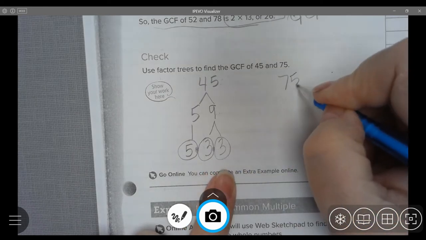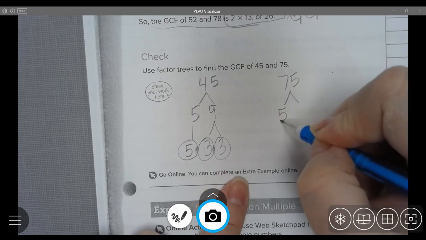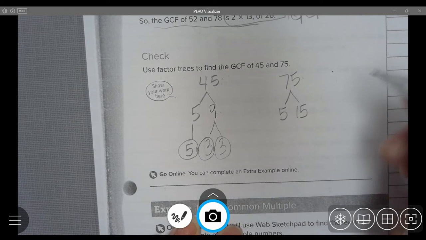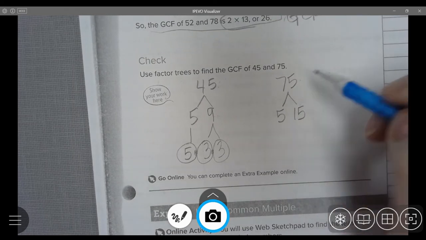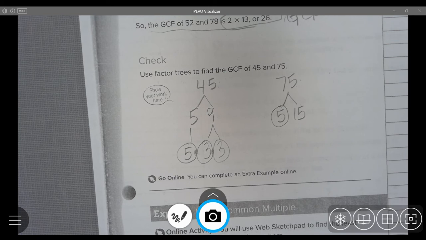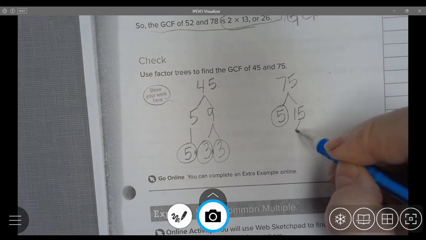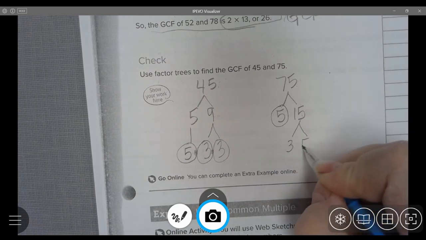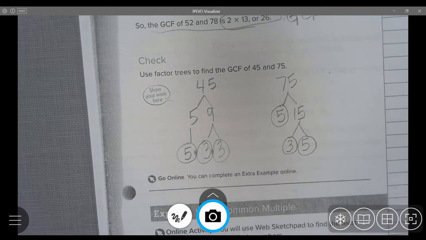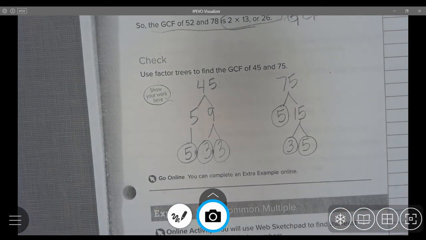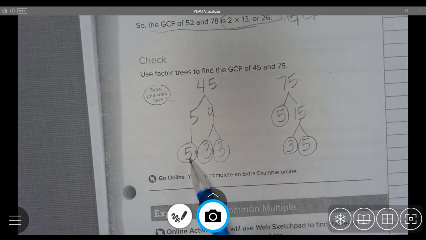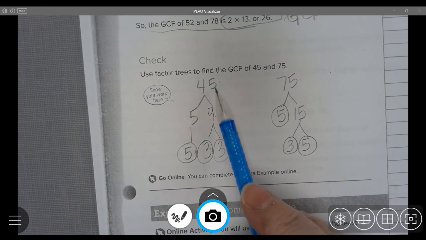Now let's do 75. It ends in a 5, so I'm going to use a 5. So 75 divided by 5 gives us a factor of 15. So 5 times 15 is 75. 5 is prime. I'm going to circle it. 15 is not prime. I'm going to go ahead and break that down into factors. 15 is 3 times 5. And both of those are prime numbers. So if I'm taking a look at this, I can say 5 times 3 times 5 equals 75. And 5 times 3 times 3 equals 45.